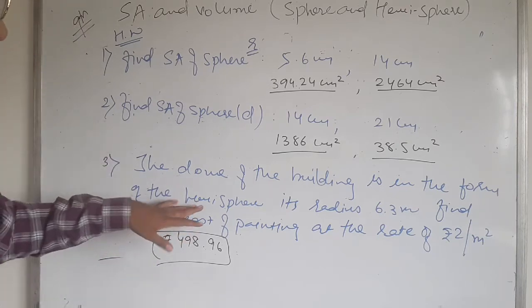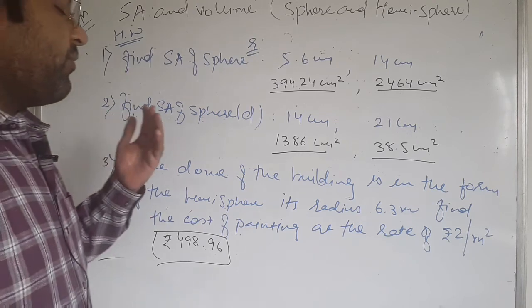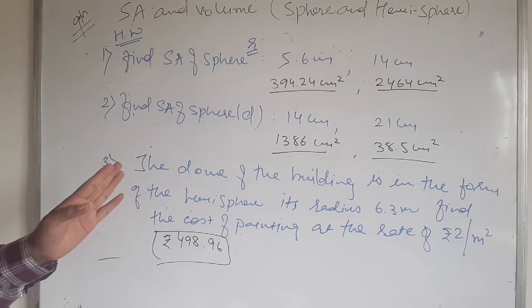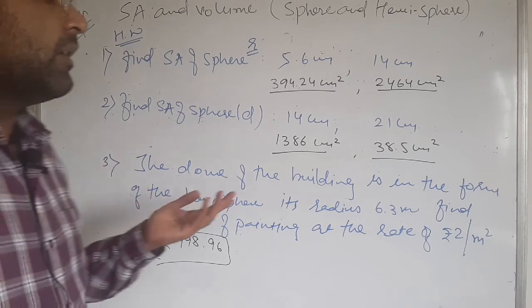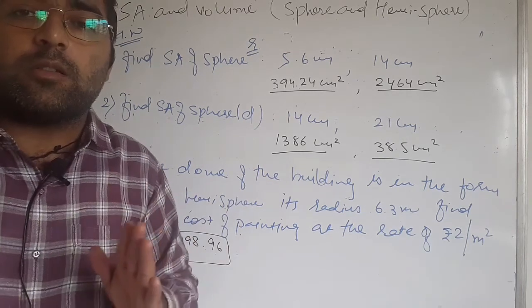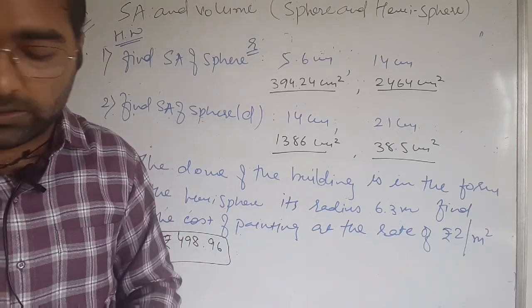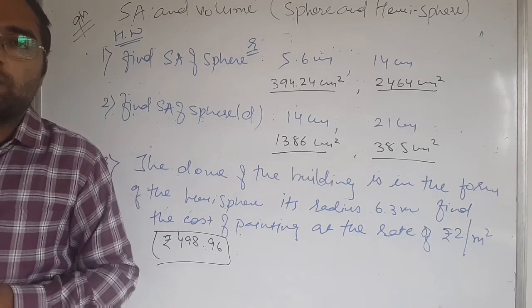Here the hemisphere is given and you have to paint it, either the inner surface or the outer surface, so you have to find the curved surface area, not the total surface area. Clear? Students, I hope you have understood all these things in today's session.